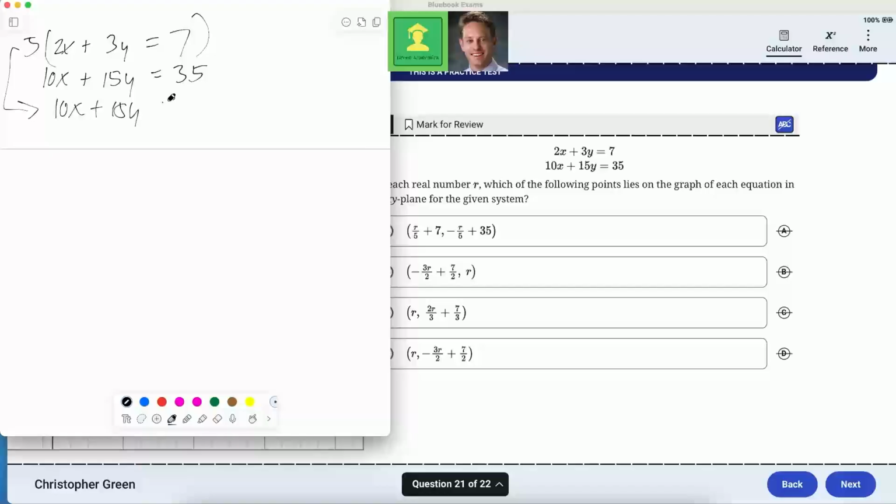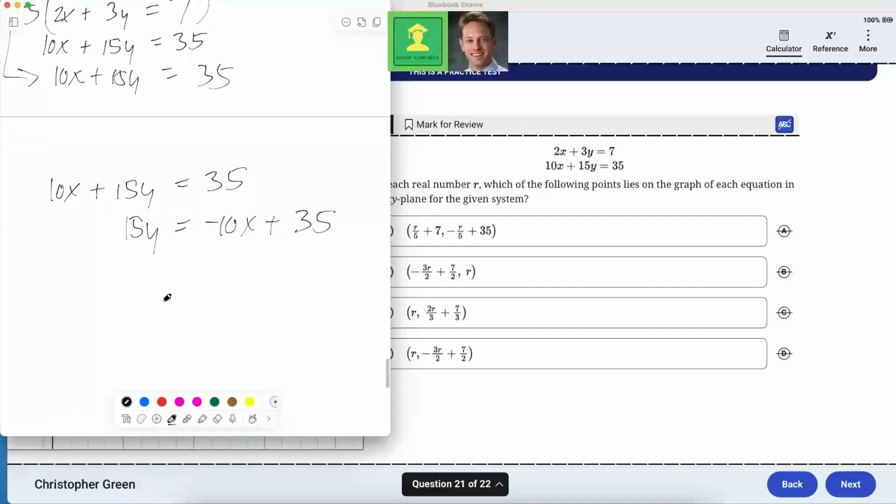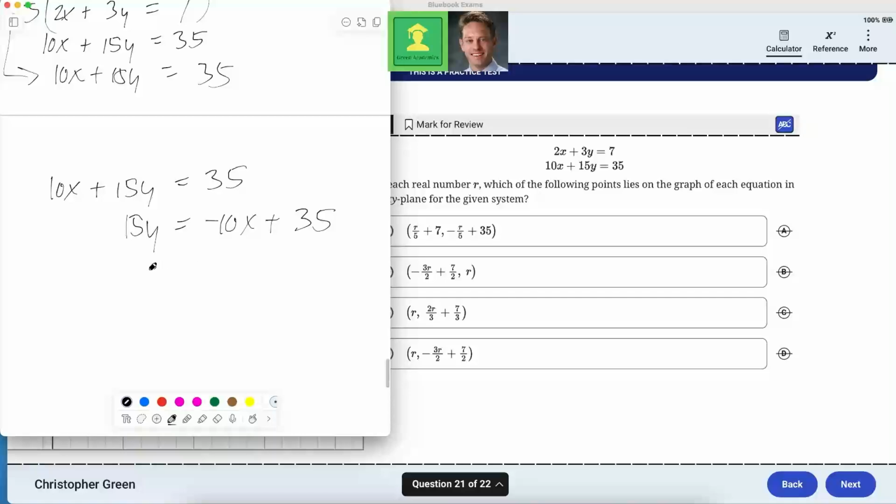Because if you multiplied the top by 5, you would get exactly the same thing. So this is kind of a red herring. The two lines are exactly the same, so you're effectively just thinking about the line 10x plus 15y equals 35. Now your instinct is to put it in slope-intercept form. Let's see what happens if you divide everything by 5 here. So now I'm looking at 3y is negative 2x plus 7, so y itself is negative 2/3 x plus 7/3.